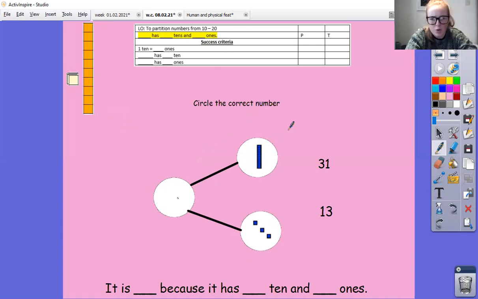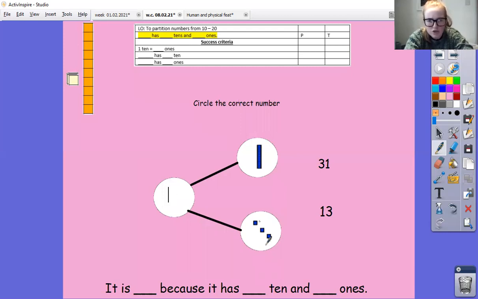Oh, so what number do we think goes in here? Well, let's have a look at it. How many tens do I have? Point to my tens. Where's my tens out of these 2 parts? This is my tens. How many tens do we have? We have 1 ten. So it's going to look like 1 ten.